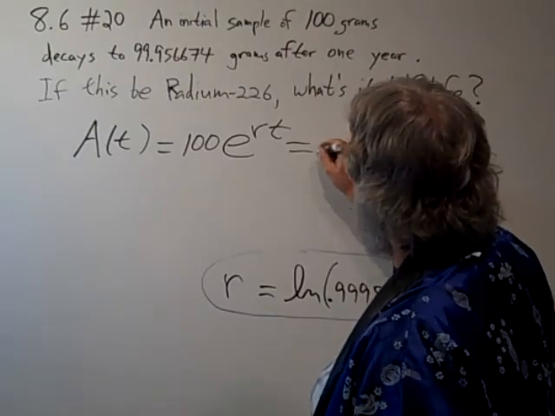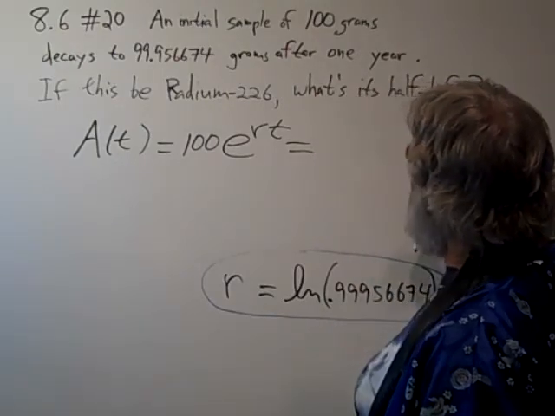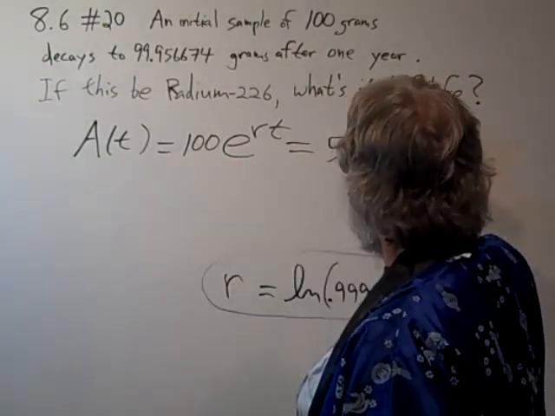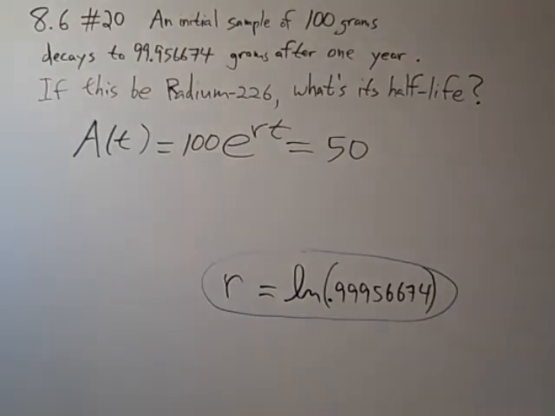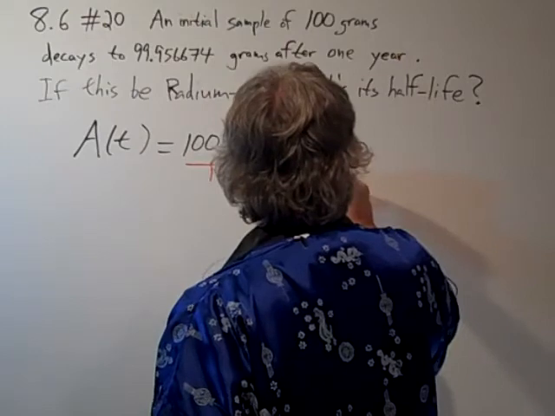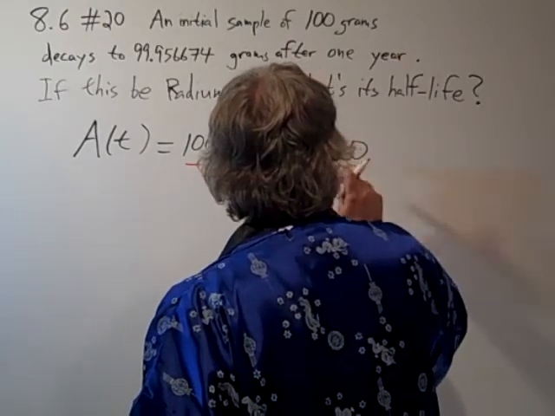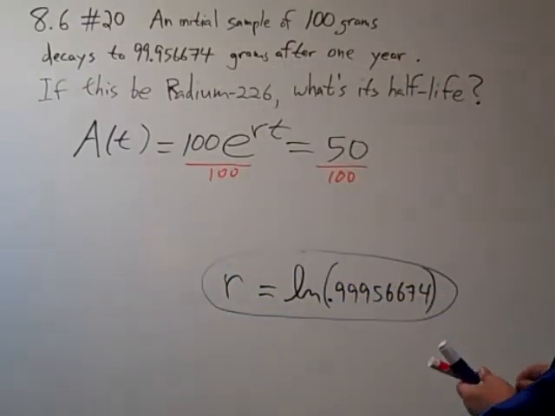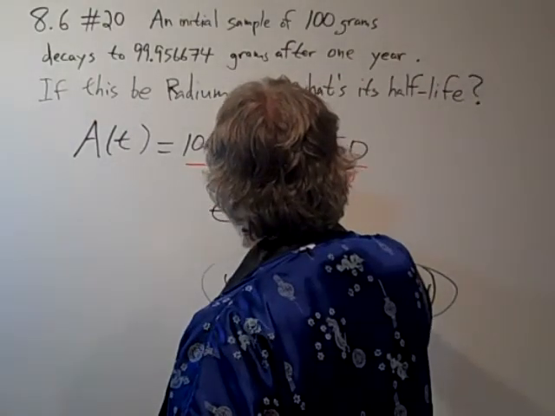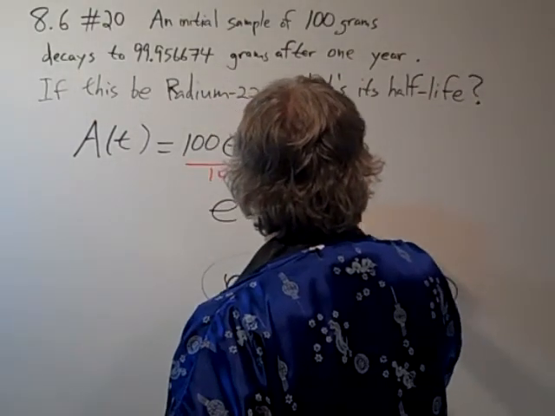So, how long before this decays to half of its initial amount? Since it was 100 grams, after t years have gone by, it'll have decayed to 50 grams. So we want to solve for t. How many years? Dividing both sides by 100, we get that e to the RT power is equal to 1/2.